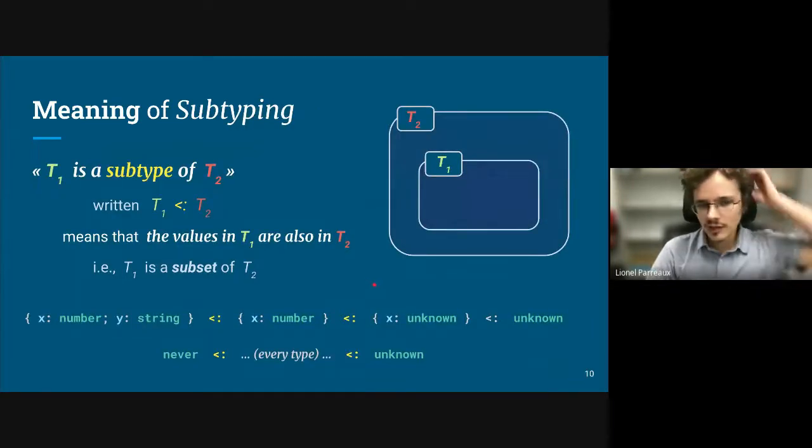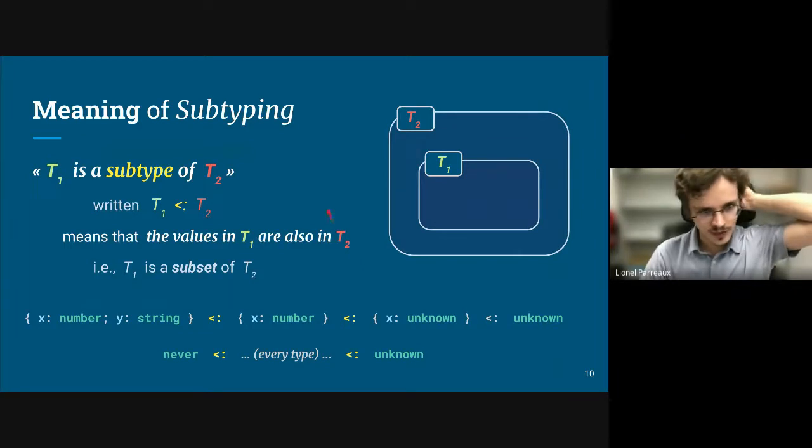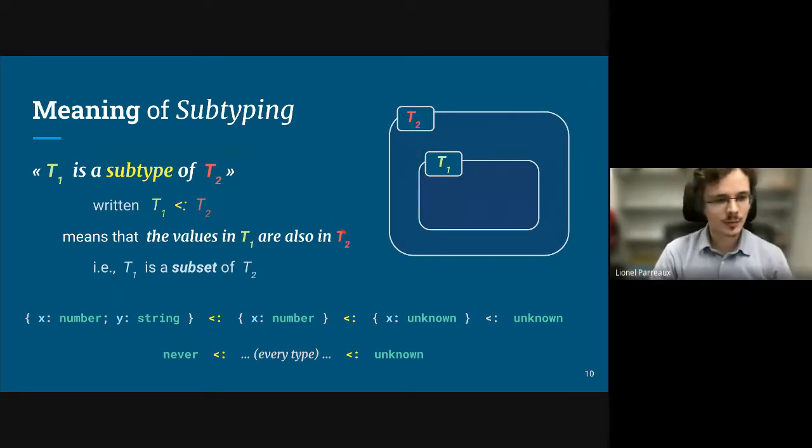So from this, we can construct a notion of subtyping by just saying that subtyping is the same as set inclusion, right? So T1 is a subtype of T2 if the values of T1 are included in the values of T2. And this gives us a lot of interesting relationships. For example, you have what we call width subtyping for records, meaning that you can forget some record fields. So X number, Y number is a subtype of just X number.